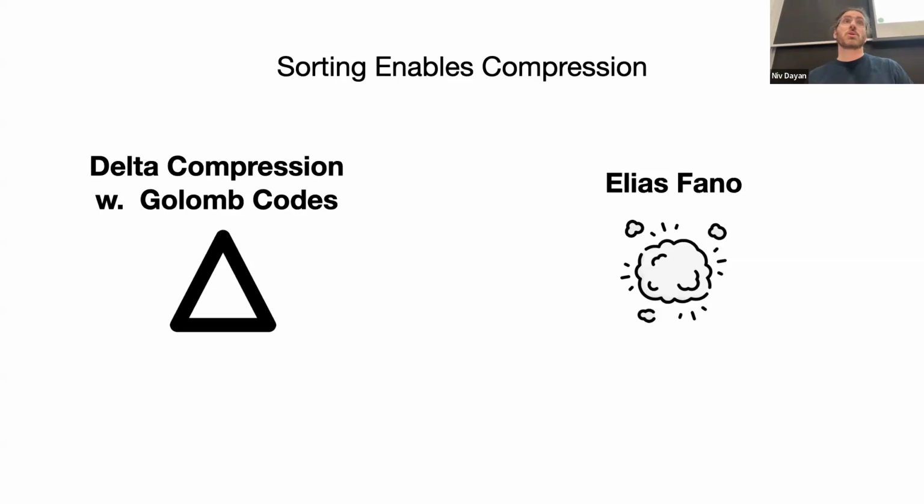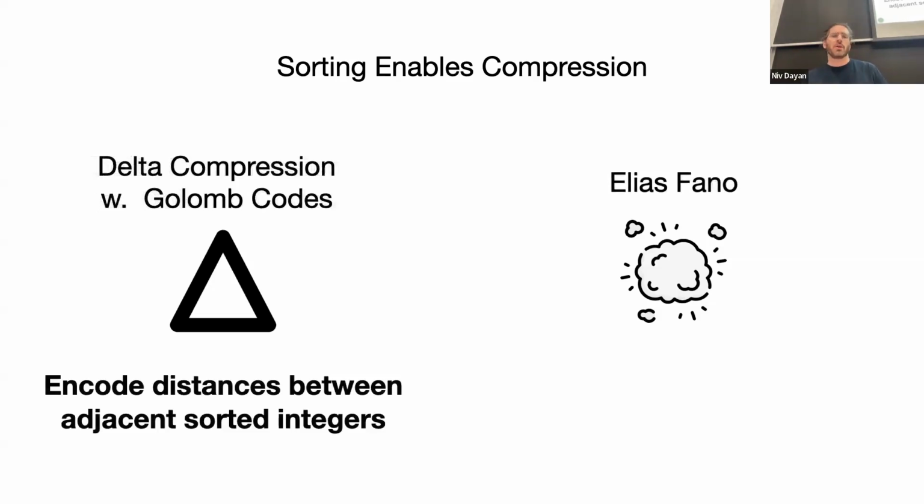So the two techniques we looked at were delta compression with Golomb codes and Elias-Fano. With the delta compression, the idea was just to encode the distance between adjacent integers in a sorted order. Because they're sorted and presumably close to each other, we don't have to spend too much space on the encoding of the distance.